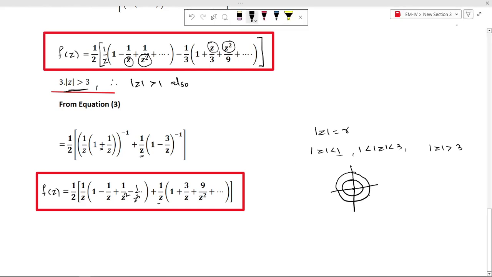So one has radius 1, so obviously this smaller circle is with the radius 1, and the bigger one is this one with the radius 3. So mod z is less than 1 is inside the small circle, 1 less than mod z less than 3 is the in-between part, and mod z is greater than 3 is outside. So this is the region of convergence for f of z.